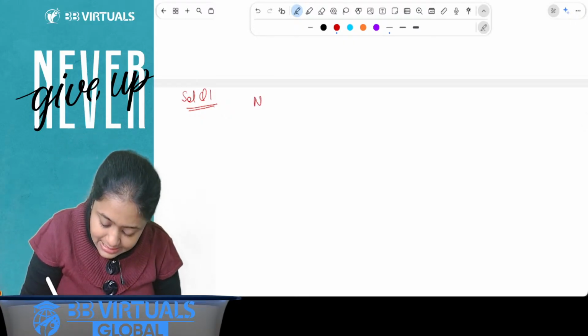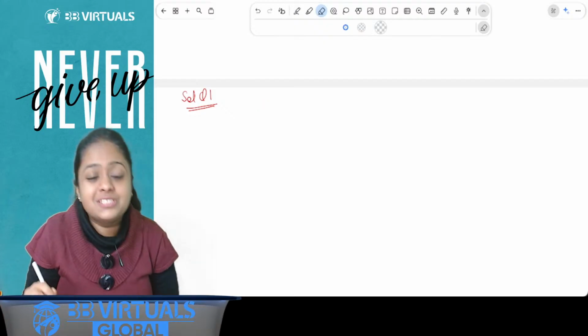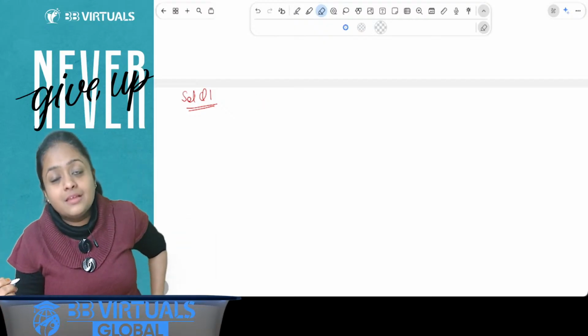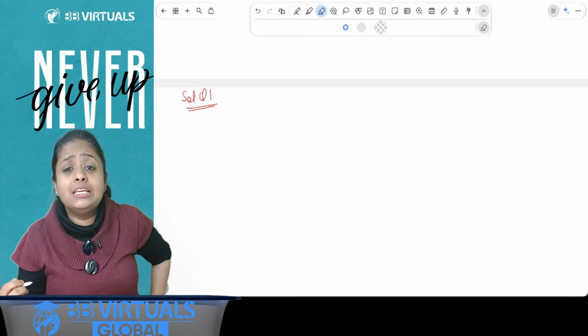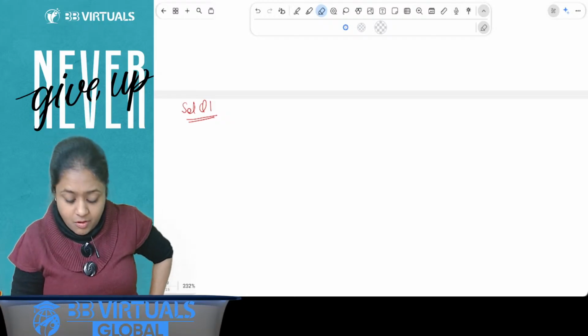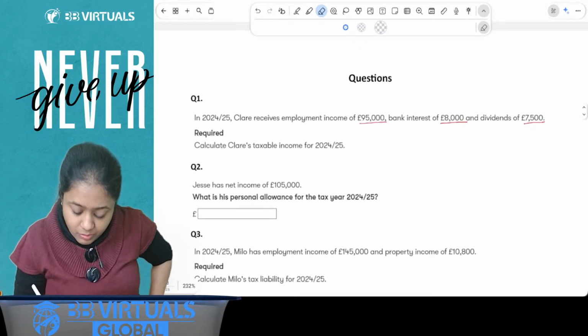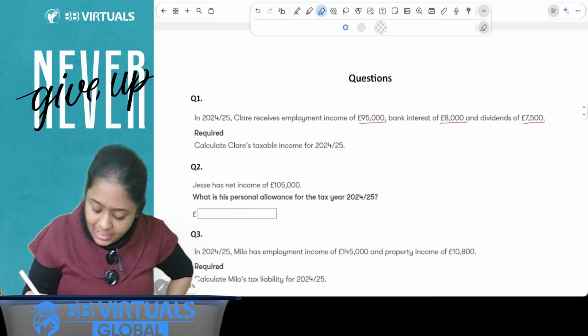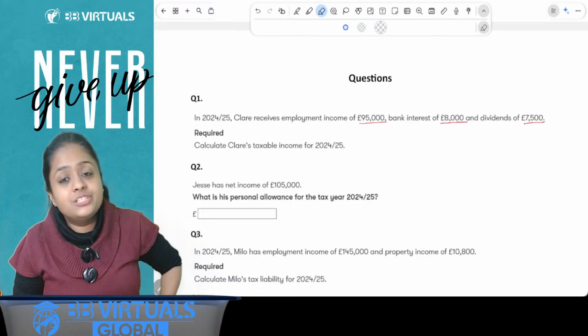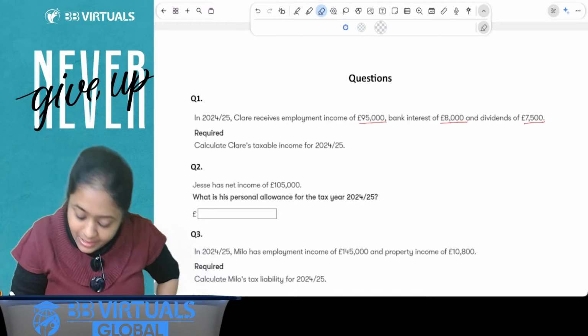So I will write in the heading always, when it's a section C answer, then I need to write that calculation of taxable income, or what is it? Calculation of tax liability. No, it is just asking you taxable income. So I can do it here also. Calculation of taxable income for Claire. Okay, let's do it here.